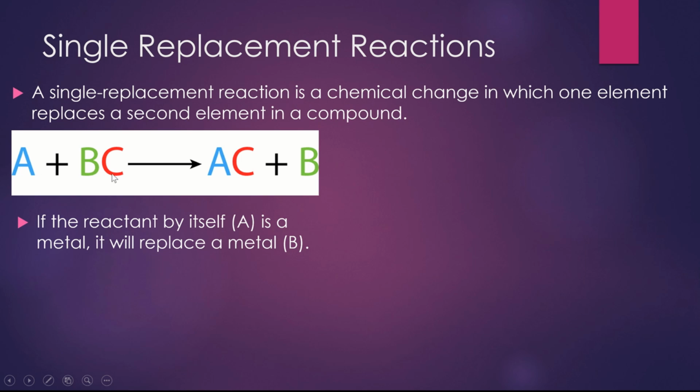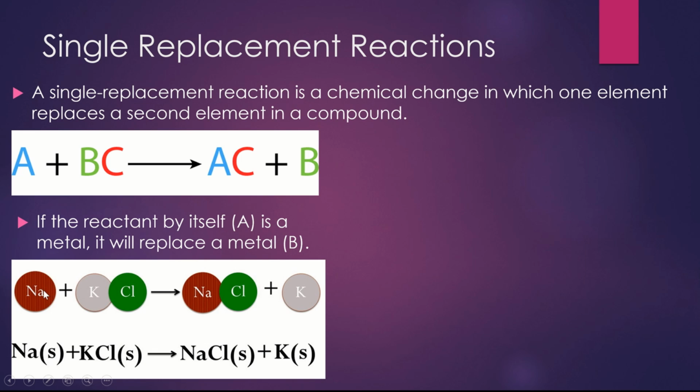When you look at the reaction, and you look at the reactants, if A is a metal, then A is going to replace the other metal in the reaction. Remember, metals are written before nonmetals. So in the compound BC, B would be the metal. So A replaces B, and now we have compound AC plus B. Here's an example: sodium plus potassium chloride. Sodium is a metal from the left side of the periodic table. It's going to replace potassium, and now you're going to have sodium chloride and potassium by himself.